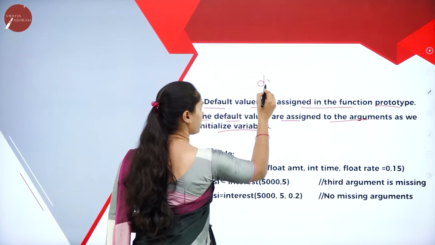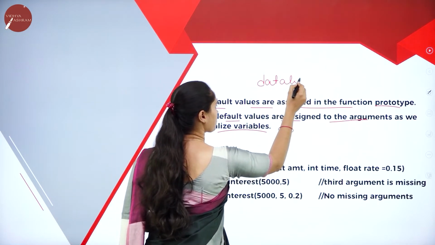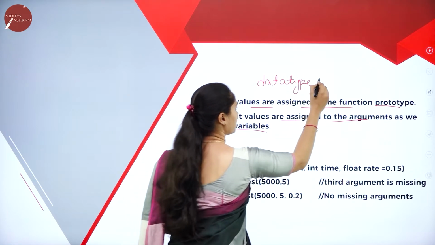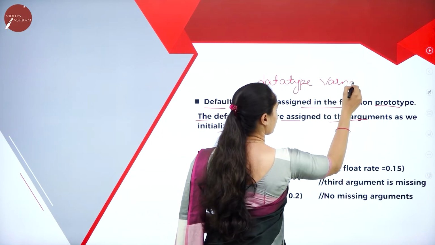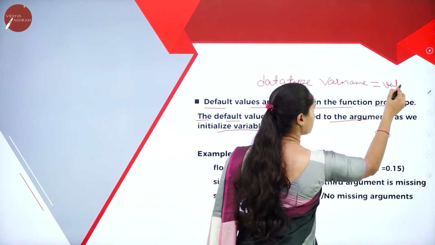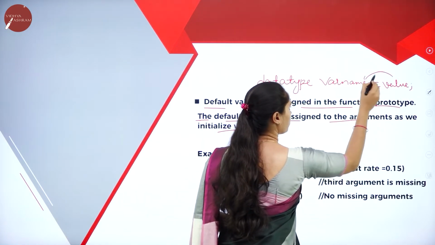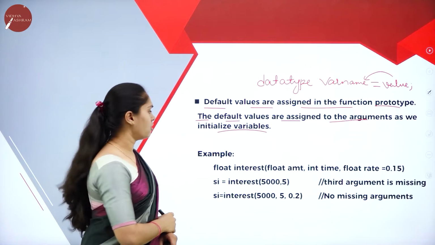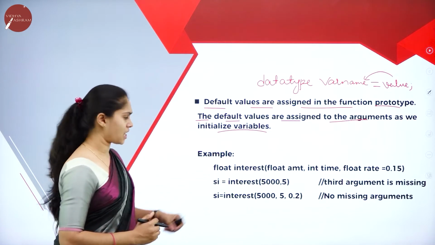I have to specify the data type and I need to specify the variable name, and by making use of an equal symbol, we are going to specify the value. The value will be stored in this particular variable. So here you can see the example.